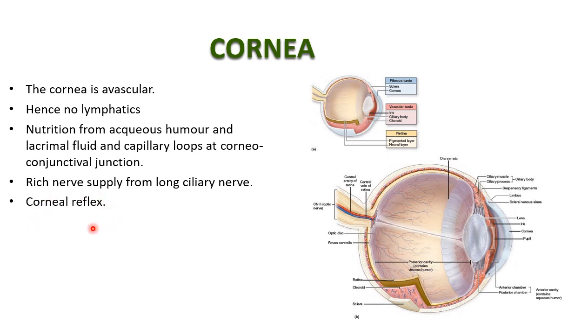So what is actually the corneal reflex? You take a piece of cotton and then you touch the cornea. Immediately what happens? Your eyelid closes or blinks. Not only the eye where you have touched with the cotton wool, both the eyes close, and that is called the corneal reflex.